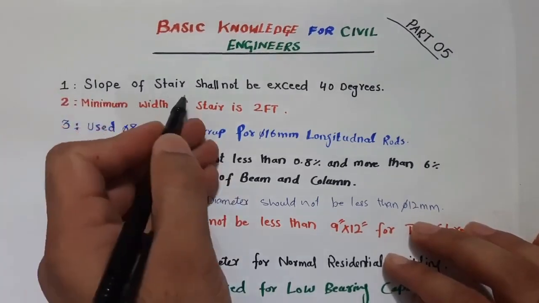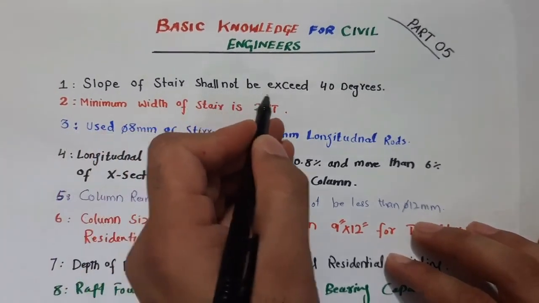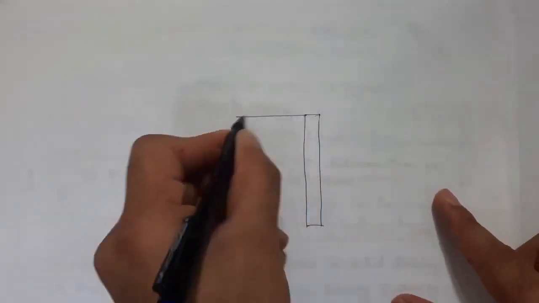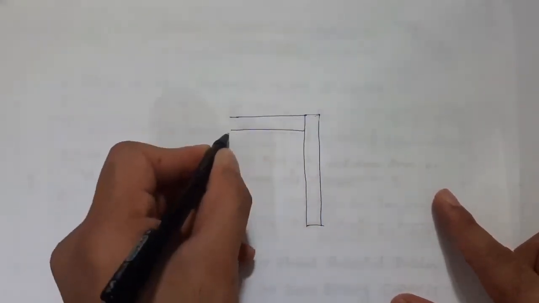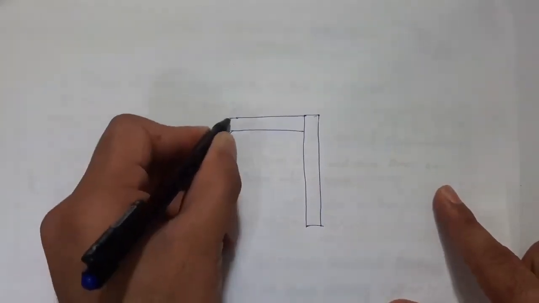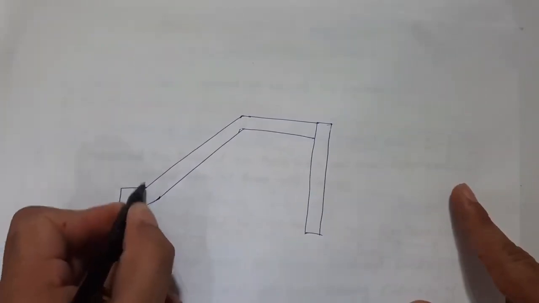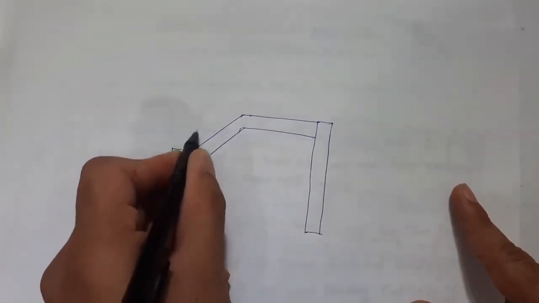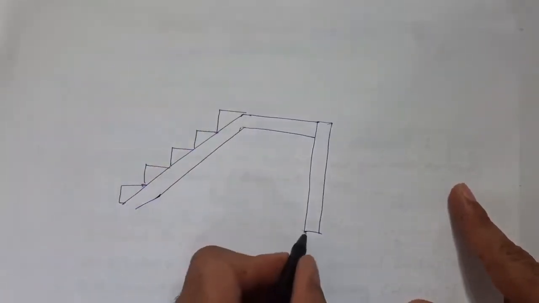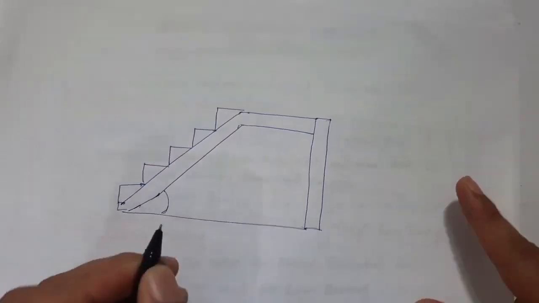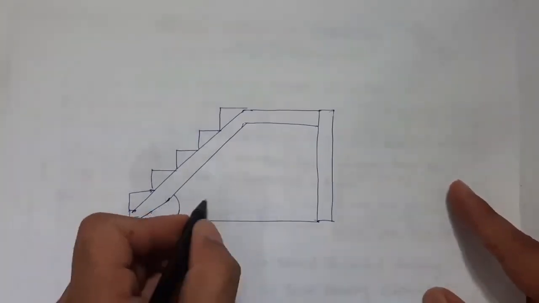The first one is guys, slope of staircase shall not exceed 40 degrees. As you can see guys, this is stair, this is a wall. And you can see guys, this is landing. Here guys, you will see the riser and treads, okay? So this is a stair. So this angle, as you can see, this one, okay? So this angle should not exceed 40 degrees.